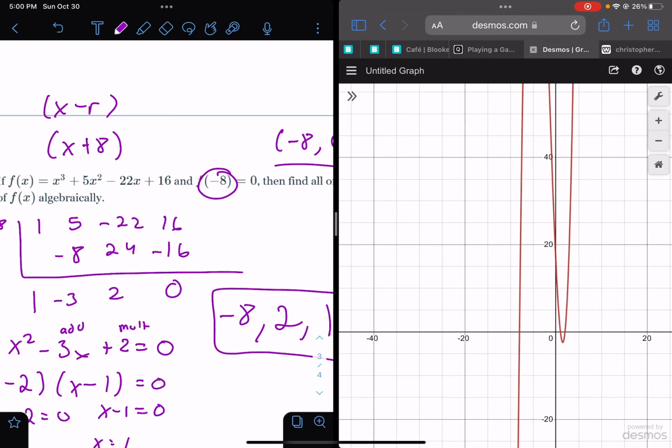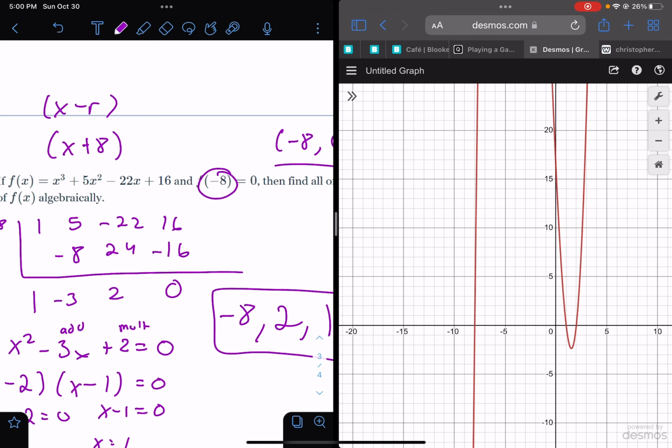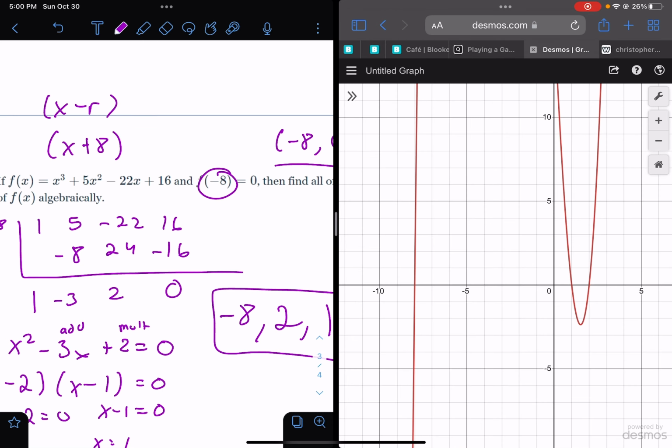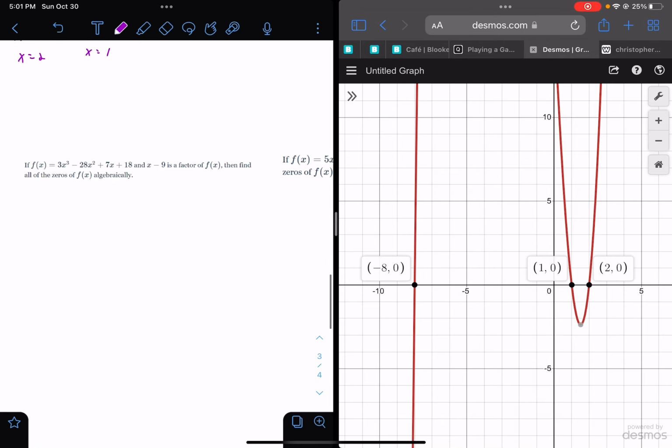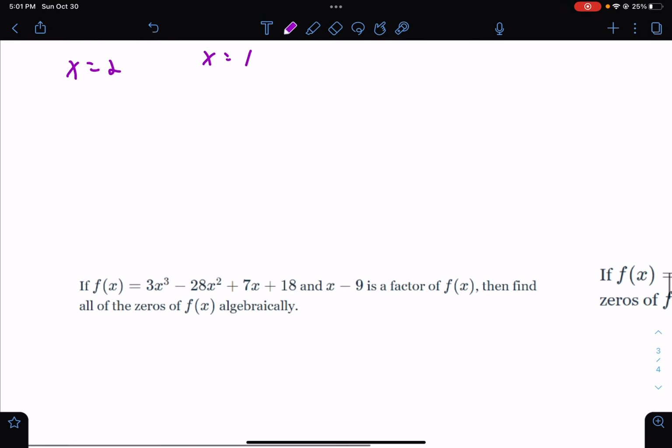And if we look at this graph, obviously it's kind of ugly, but we can clearly see where it goes through the x-axis. It goes through at negative 8, it goes through at 1, and it goes through at 2. So that proves that we did this correctly, which is great. Unfortunately, checking it on Desmos is only going to work when all of the answers are real. When you have imaginary solutions, it's going to be a little bit more challenging to check on Desmos, but that's okay. All right, so let's keep rocking and rolling.